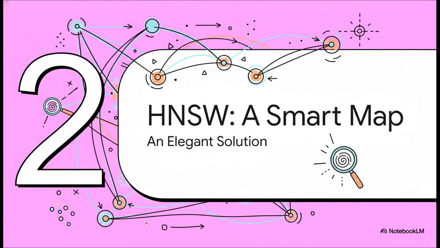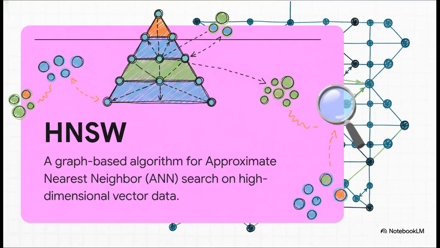solve. And this is exactly where HNSW comes into the picture. It gives us a really elegant solution to this whole similarity search problem by creating that smart map we were just talking about. Okay, let's get the technical definition out of the way.